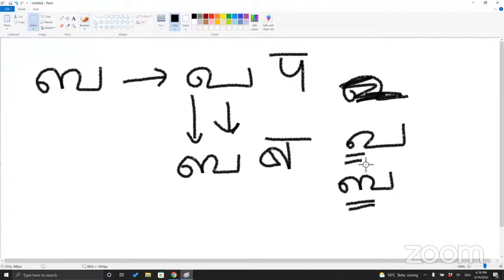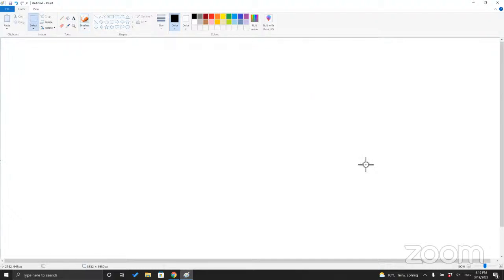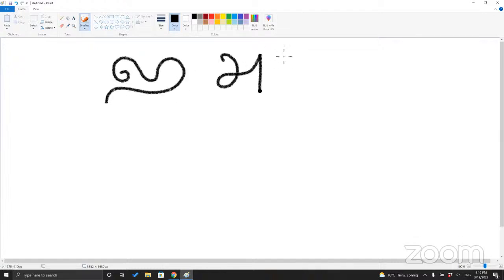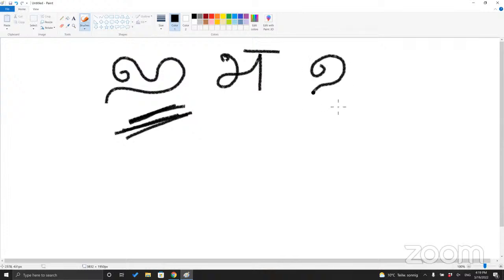Then you have bha, which is different. So you just have to remember this shape that's different from the others, and you have to remember ma. And that's the varga consonants.